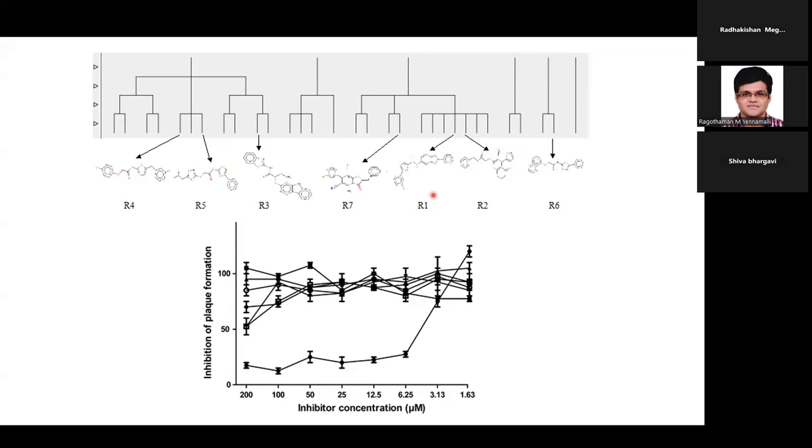So the incubation period is about 4 to 5 days. And then we check how many plaques are formed. We count the number of plaques. The higher the number of plaques, the lower the inhibition. And what you see is the inhibition of plaque formation in terms of percentage for each of the 7 molecules here, with the inhibitor concentration diluted from 200 micromolar to 1.63 micromolar. And one particular compound showed a very good effect at about 3 micromolar.